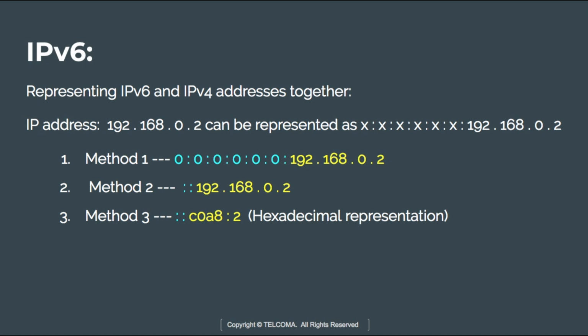192.168.0.2. Then the another method is hexadecimal representation, in which I convert this IPv4 address into the hexadecimal format. So it is represented as double colon C0A8 colon 2. So this is the representation of the IPv4 and IPv6 address together.